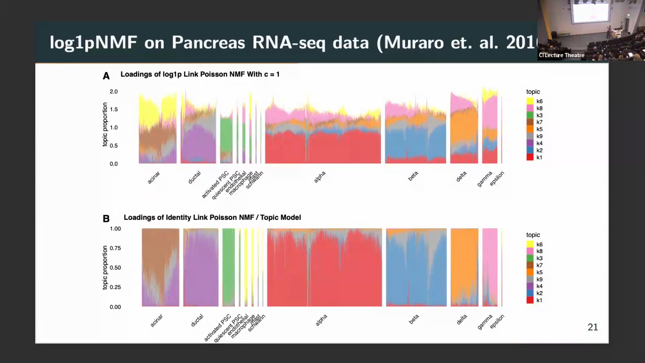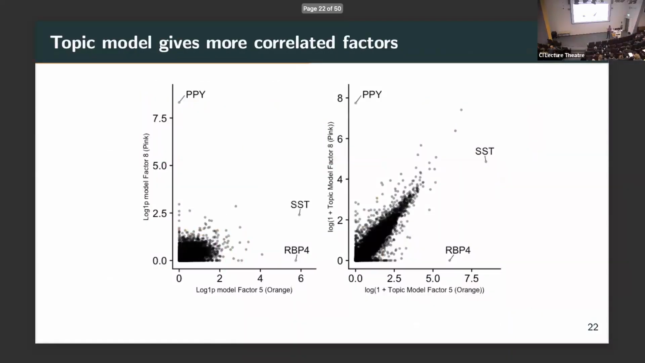So let's look at the orange and pink factors for this method and the orange and pink factors for this method. So let's do the topic model first. So this is the orange factor and this is the pink factor. And what you can see is that there's a point here for each gene, and the size of the point represents how strongly this gene is influenced by this factor, if you like. We're using causal language a little bit hesitantly in this audience.